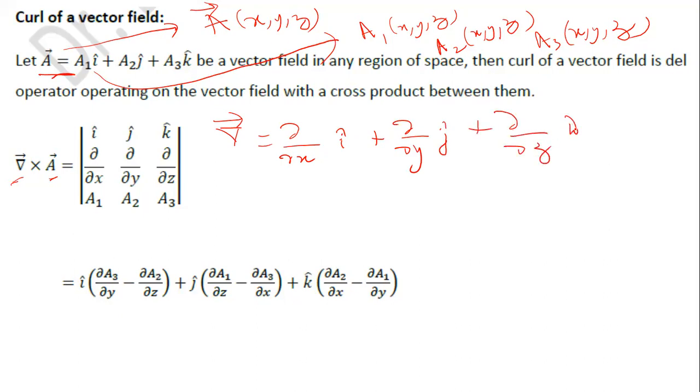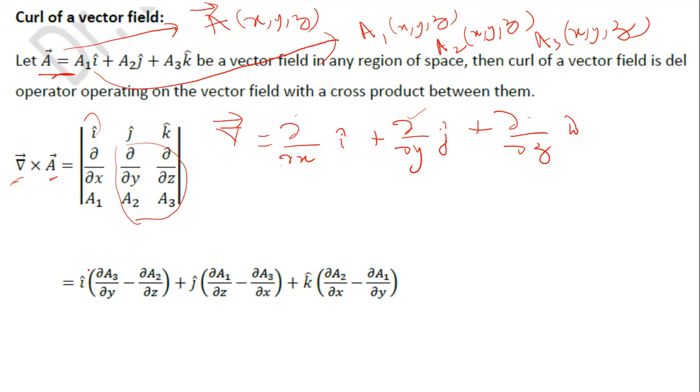So like the usual cross product, you will write i, j, k, and the first row del upon del x, del upon del y, del upon del z, and then A1, A2, A3. And if you do that, like if you take i here, and what is that? I forgot this term. Anyway, whatever it is, it doesn't matter.